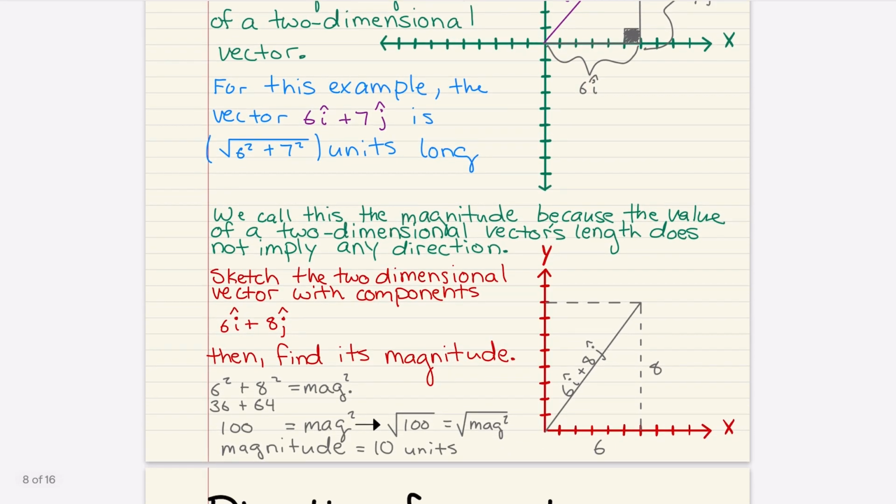So here I say sketch the two-dimensional vector with components 6 I hat plus 8 J hat, all right? And here, let me erase this so you can see how I would do it just from scratch.